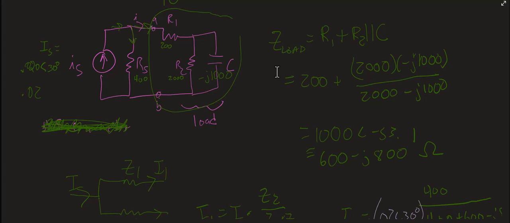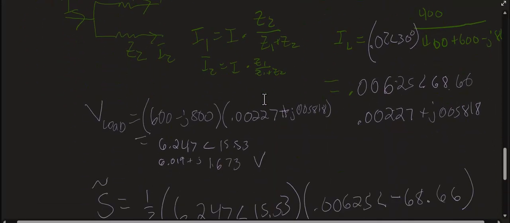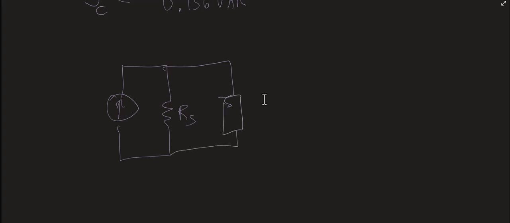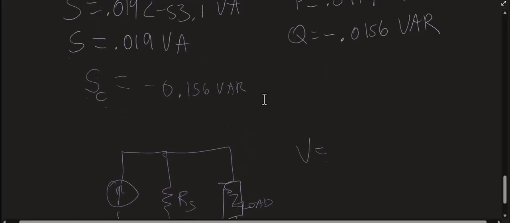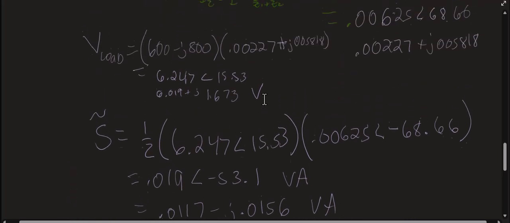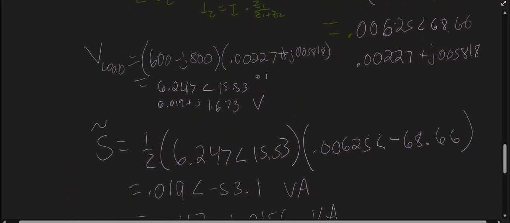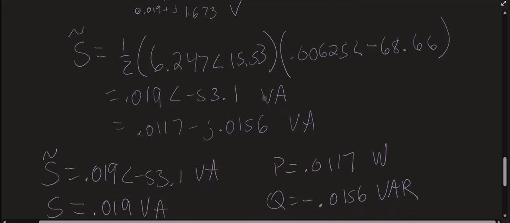The load is in parallel. Oh, but it's not parallel with the other RS on the left. Sure it is. Oh wait, yeah, you're right, they're all in parallel. All would have the same voltage, because we found the equivalent impedance. So we had our current source, and we had RS, and we had our Z load. Yeah, that makes sense, so they all have the same voltage. Yes, I agree. So our voltage for our current source is 6.247 angle 15.53.